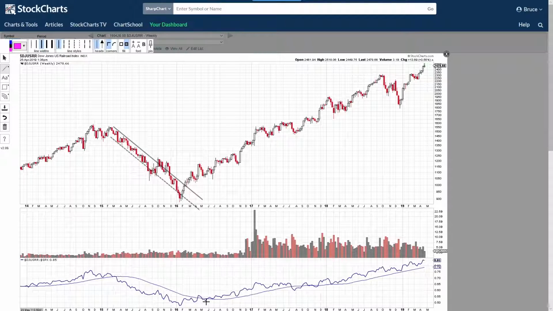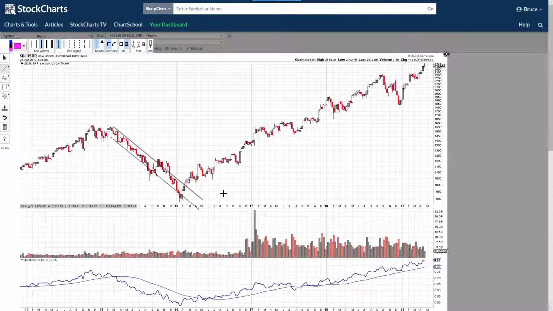Well, look at this uptrend. From the middle of 2016 onward, notice the remarkable leadership of the railroad stocks all the way up here. And so this has been a tremendous relative strength leader. But what we want to be able to do is draw the trend channel.